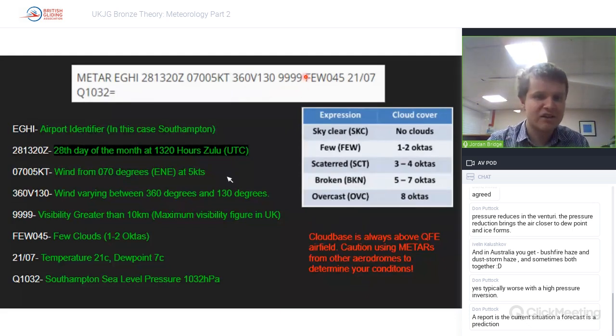All the nines, as you can see here, means visibility is greater than 10 kilometers. That's the greatest visibility we can get in the UK. I say that this is the greatest visibility we report in the UK. We don't report 20k. If there is slightly less visibility, it might be 5,000 meters or so.